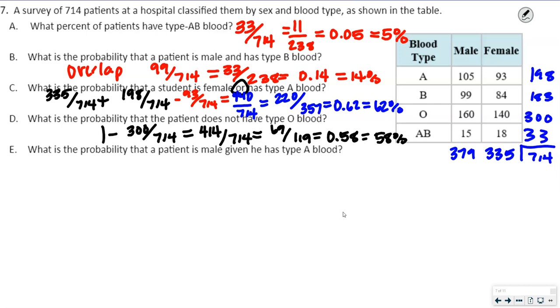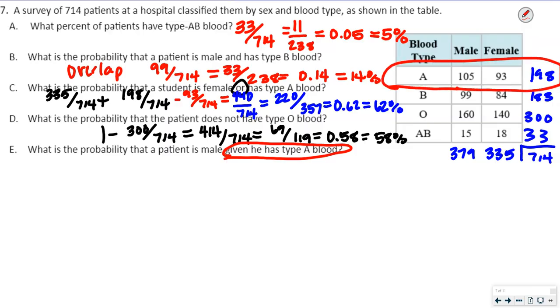Okay, so this next one says, what is the probability that a patient is male given he has type A blood? So it says given he has type A blood, so we're talking about only our type A blood people. This is the probability of male given he has type A blood. So what does this mean? It means that we're looking for the and statement on top. So how many males have type A blood? That's going to be our 105. That's this number right here.